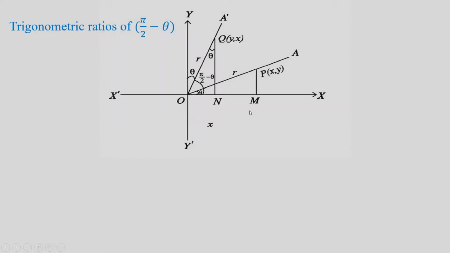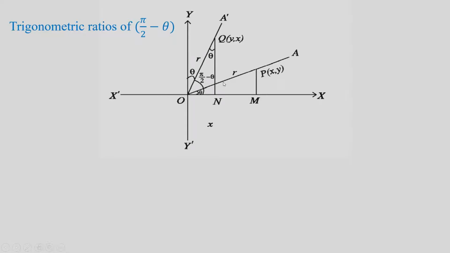Now trigonometric ratios of pi by 2 minus theta, that means the complementary angle of theta. First we draw XOA equal to theta and we take P(x, y) on OA and draw PM perpendicular from P to OX. Okay. Therefore this length OM is equal to x and this length PM is equal to y. Okay. And let this length OP be equal to R.